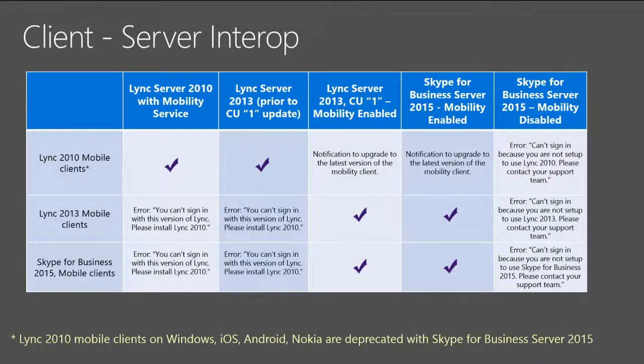This just gives you a quick view of what are the errors you would expect to see if you connect with an incompatible version, or an older client connects to a newer version, where you get prompts to say, hey, a newer version is available, maybe you want to upgrade. Or if the mobility is disabled by the admin, then what type of notifications or errors you would see.